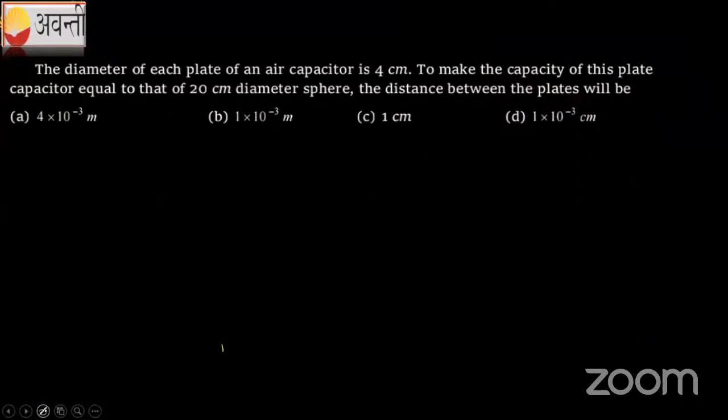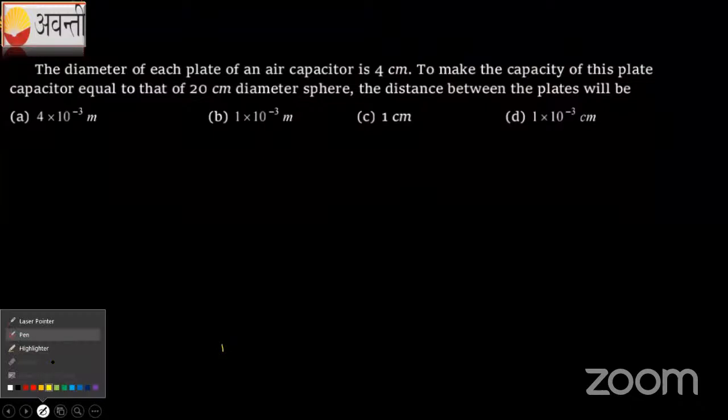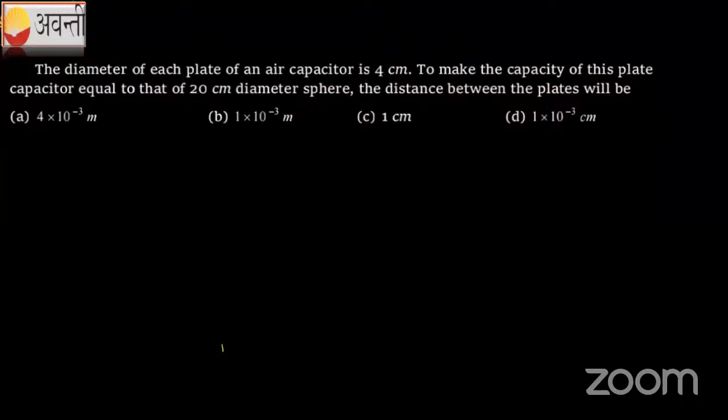Okay, देखो इधर एक क्वेश्चन दे दूंगा आपको. ओके, क्वेश्चन क्या है? द डायमीटर ऑफ ईच प्लेट ऑफ अ एयर कैपेसिटर इज 4 सेंटीमीटर. टू मेक द कैपेसिटी ऑफ अ प्लेट capacitor equal to that of 20 centimeter diameter sphere, the distance between the plates will be. Okay, I think do one thing guys, please go through the problem once.